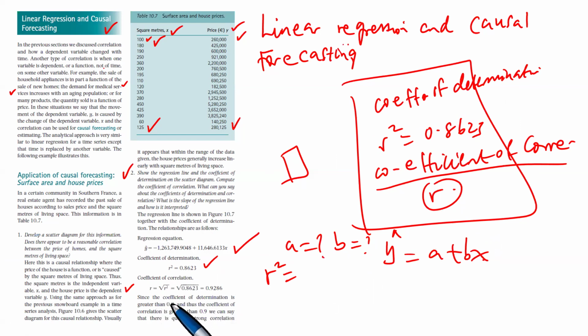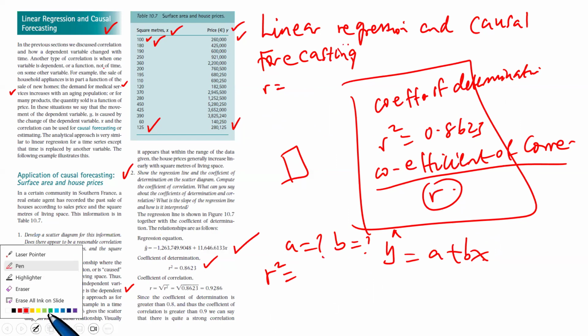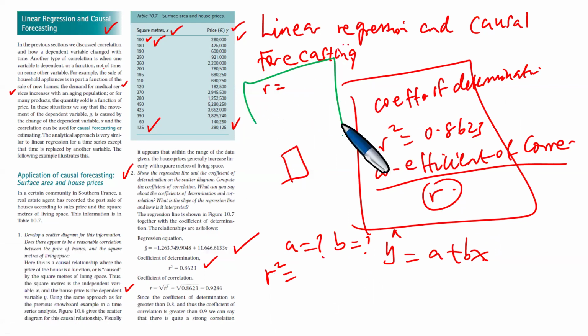Now, let's look at this analysis here. For this house, we can do this, but obviously we agree that it's a long calculation. We don't need to go through this. We can use Excel, we can use our calculator to do this. Here is r: 0.9286, which is the coefficient of correlation. And then the coefficient of determination, which is 0.8623.